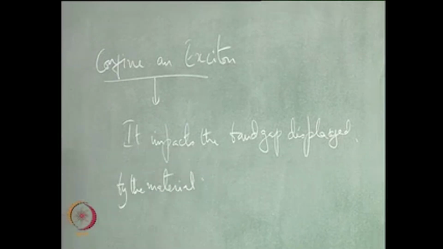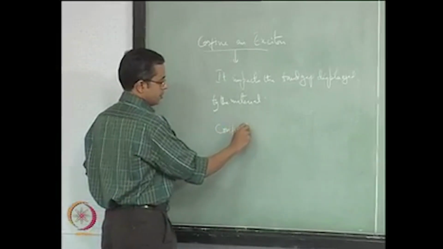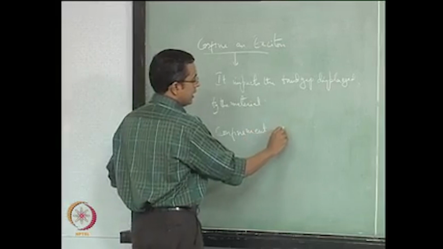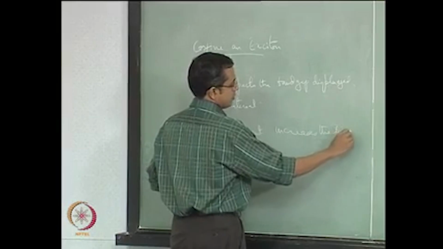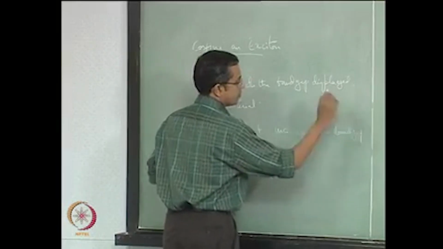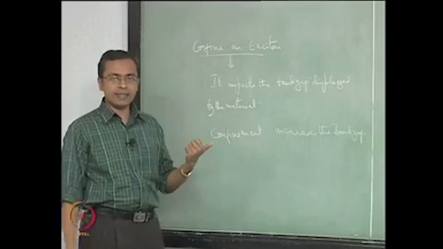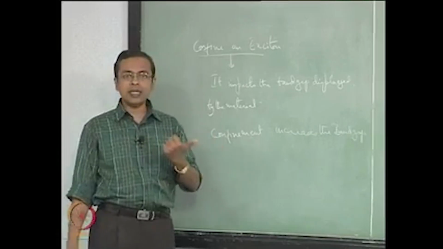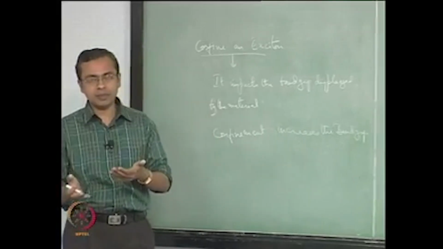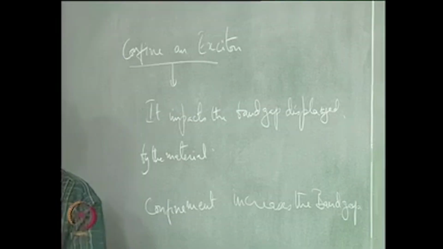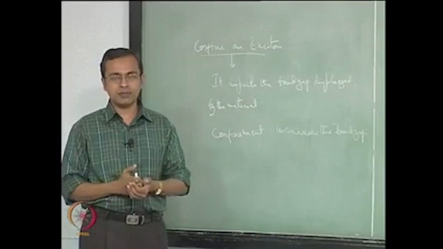So it impacts the band gap displayed by the material, and in general confinement increases the band gap. Okay, so it increases the band gap. Now this is of a lot of interest, because what this means is you can say that for some particular purpose you wish to have semiconductors of different band gaps arranged next to each other, so that you can make specific semiconducting devices. Let us say that that's of interest.